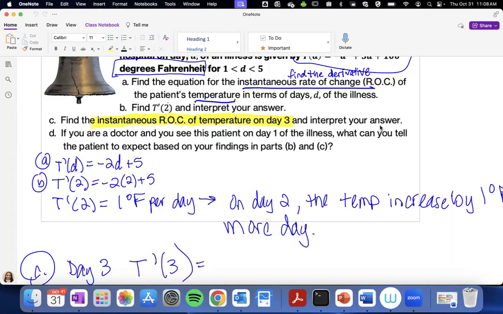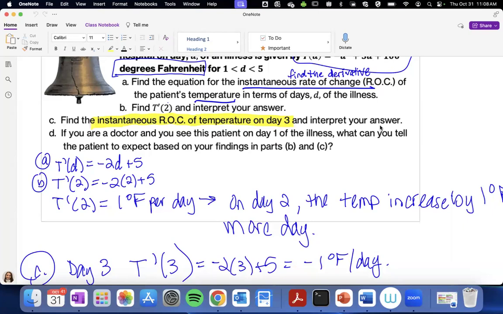So I plug it in, you get negative 2 times 3 plus 5, which is negative 1 degree Fahrenheit per day. What does that mean? The patient's temperature is increasing or decreasing? Decreasing, by 1 degree per day.